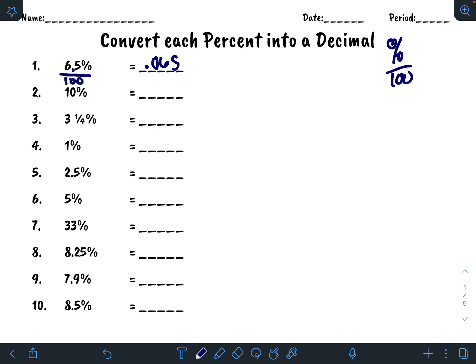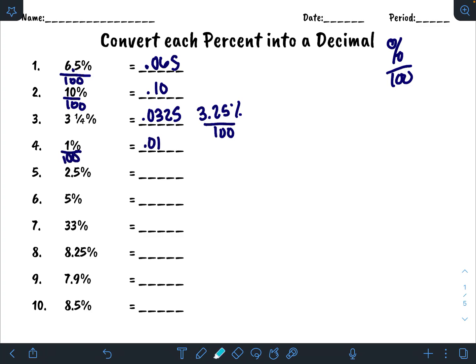Now, I know this page is not included in your notes, because I just wanted to show you as a reminder. I didn't think you needed the whole notes page. So if I take 10 and divide it by 100, I get 0.1. You can take this and turn it into 3.25%, in which then if you divide it by 100, it's 0.0325. 1% if you divide by 100 is 0.01.